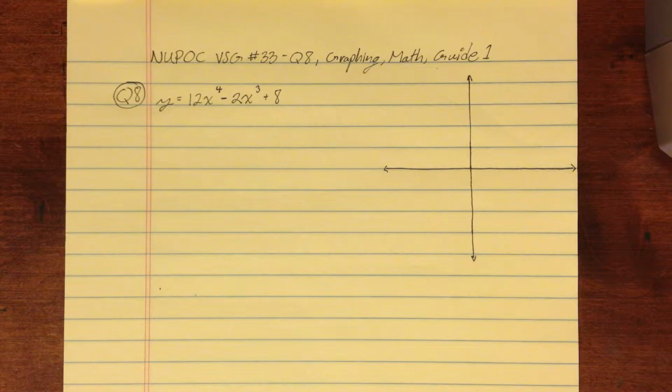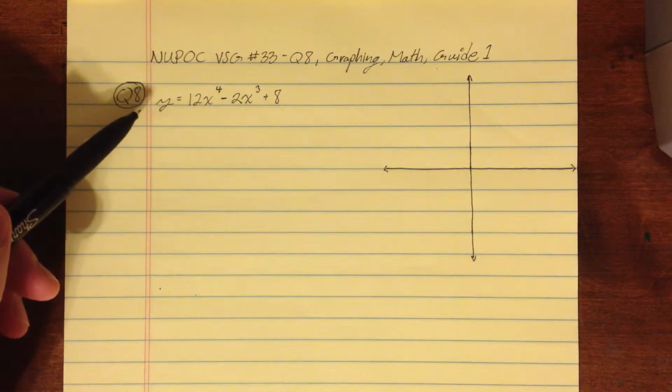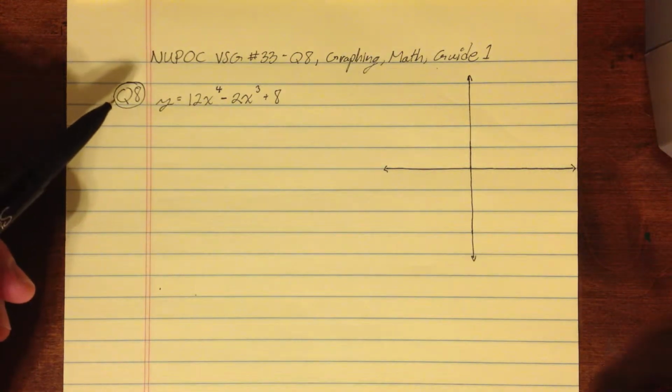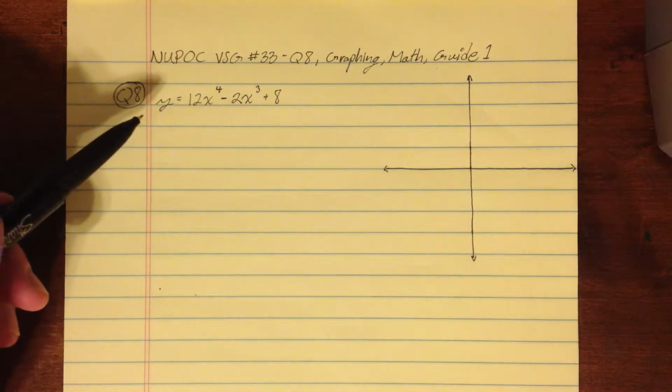Let's take a look at question 8 in the graphing math section of guide 1. So here we just have this fourth order polynomial, and the first thing I would think to do would be to look for the roots, maybe use Descartes' rule of signs, figure out how many we have, and then maybe use the rational roots theorem.